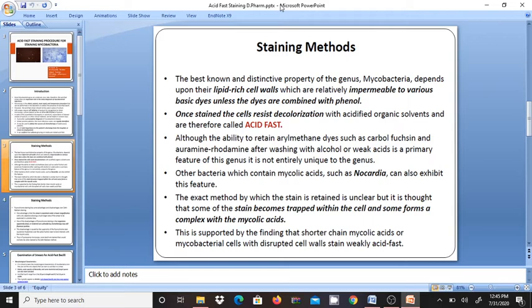The exact method by which the stain is retained is unclear, but it is thought that some of the stain becomes trapped within the cell and some forms a complex with the mycolic acids. This is supported by the finding that shorter chain mycolic acids or mycobacterial cells with disrupted cell walls stain weakly acid fast.